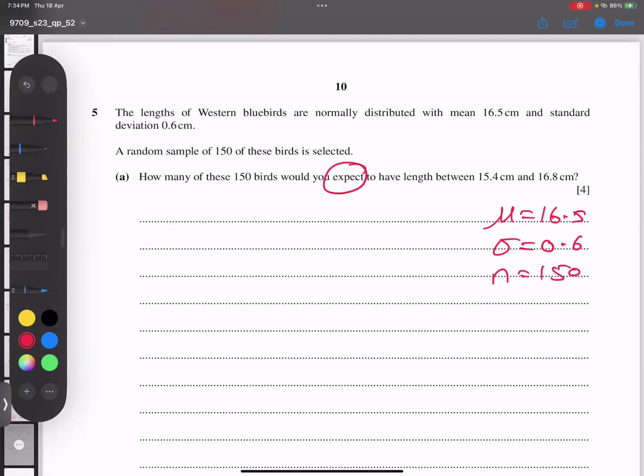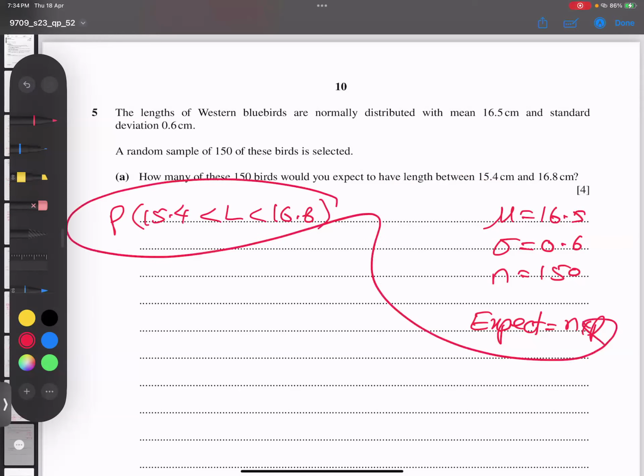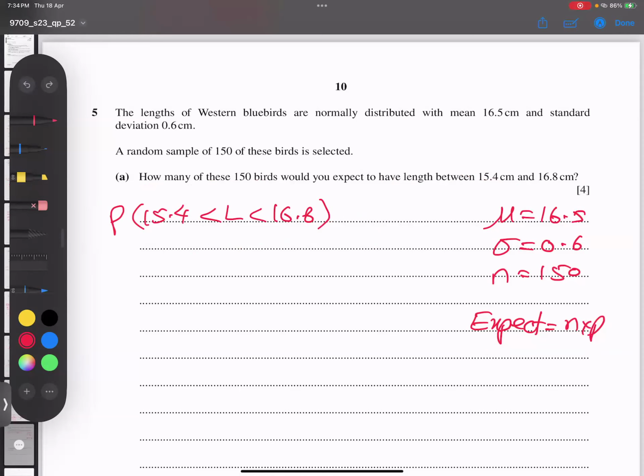Whenever "expect" comes, it is the expected value, which is N into P, the number of times into the probability of favor. So N we have, but this P we will find from here. Which birds is he talking about? Those with a length between these values. So this is my target: length less than 16.8 and bigger than 15.4. If I find this answer, P will come and I will get my expected value. So student, let's try to find it.